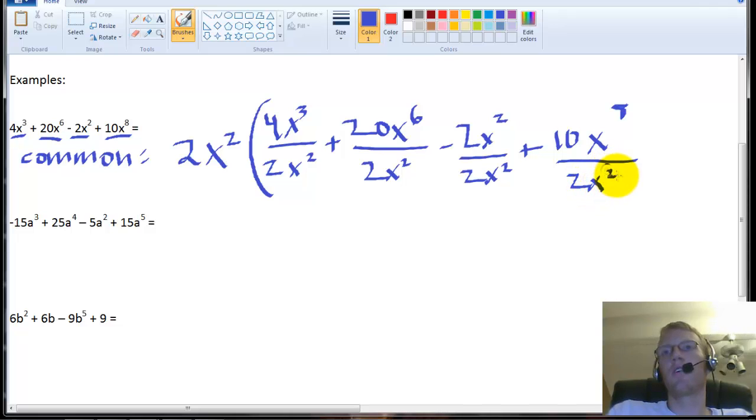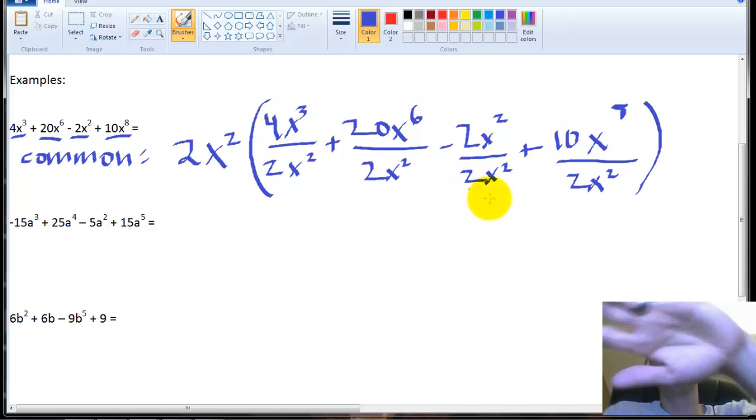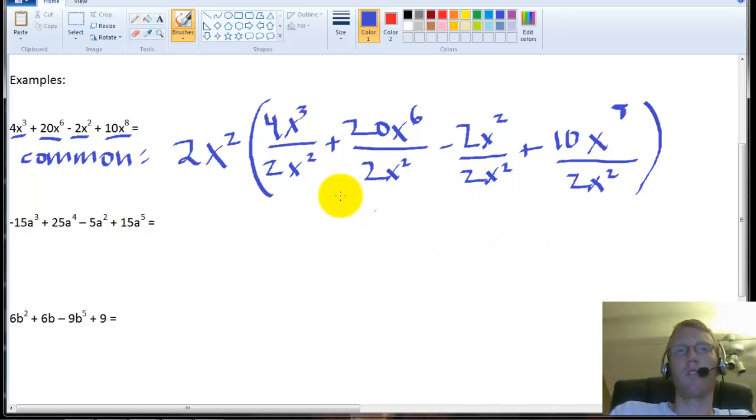And once you get the hang of this, you're absolutely not going to need to write this denominator into all four pieces. You can just do it as you go in your head. But for the first example, I think it's important to see what we're doing. We took this out, and how we did that was by dividing each piece. So you can see that if you distributed this back in, this 2x squared would cancel out with all these denominators, and we'd be left with whatever we started with, which is good.